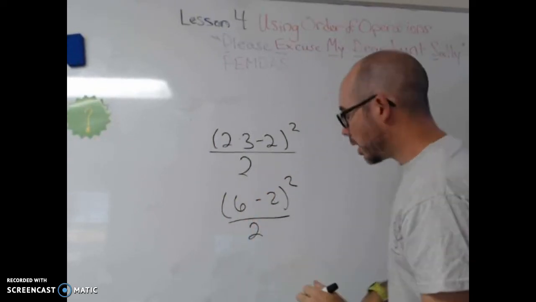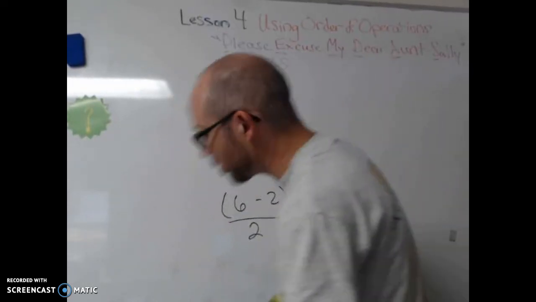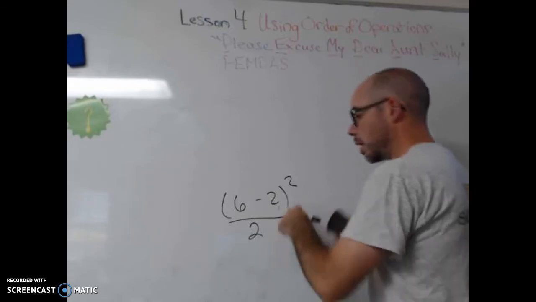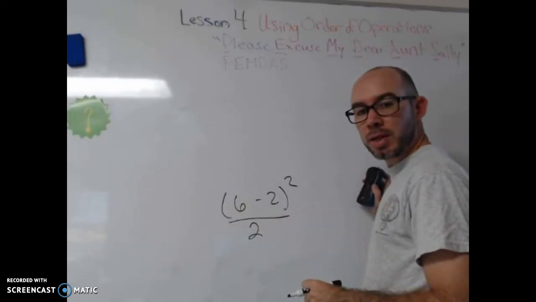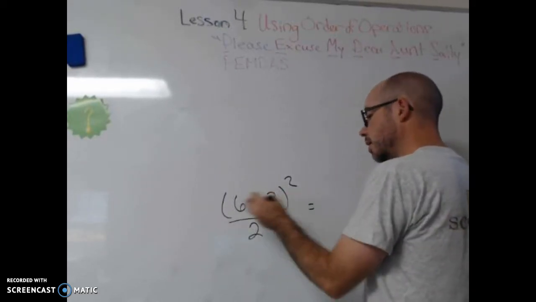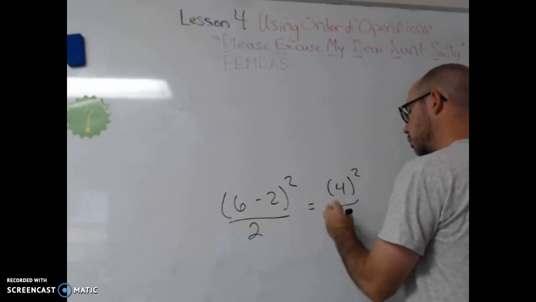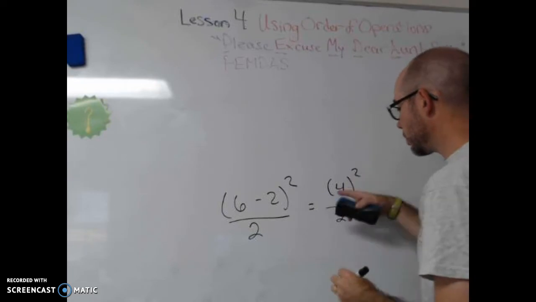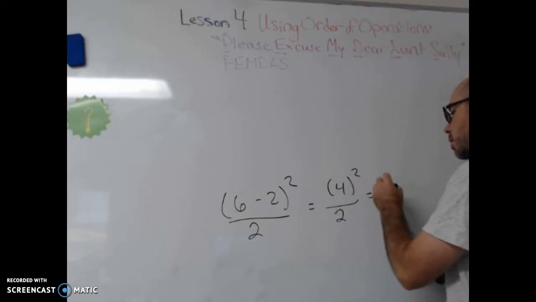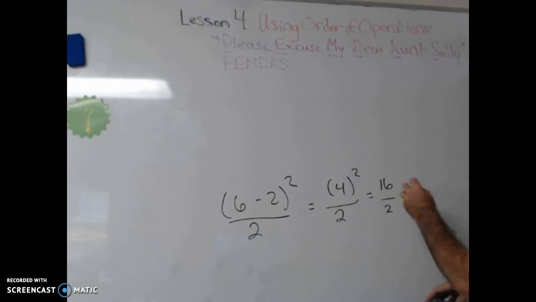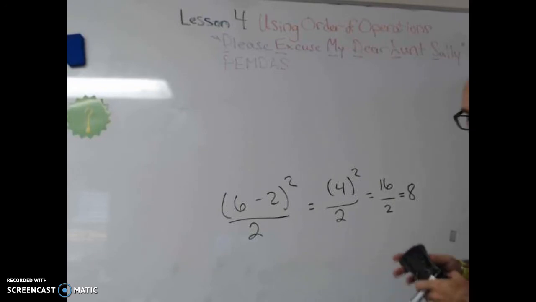Okay, that's our next stage. And I'm going to erase the original problem now because I've copied what I wanted to. I still have to fix the parentheses, and the next thing would be 6 minus 2 is 4. Then I've got exponents. 4 squared is 16. And then I've got division to finish it off. 16 divided by 2 is 8. If I did it a different way, I get a different answer.